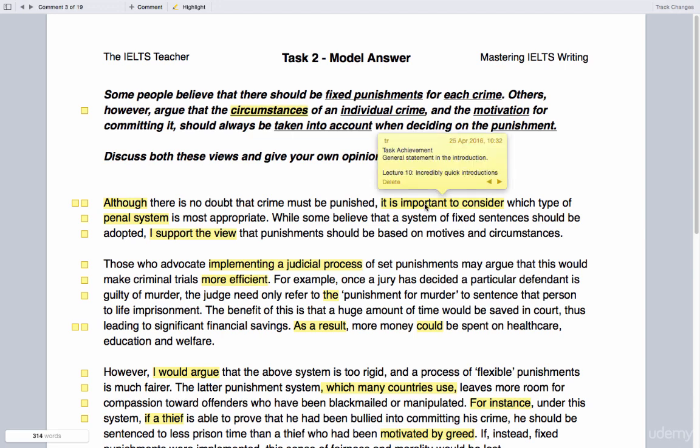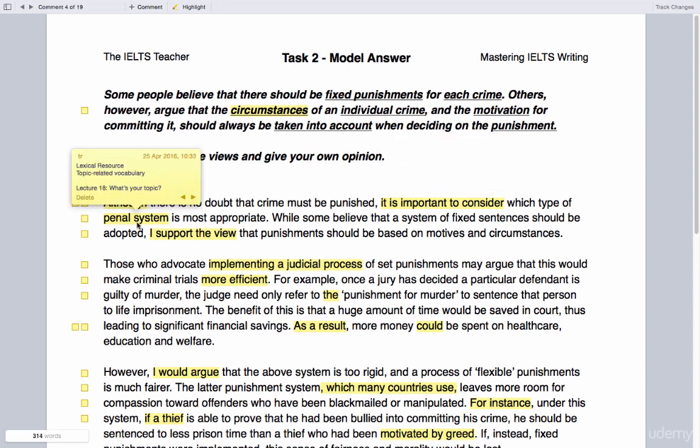This helps us to write a general statement in the introduction, and you can learn about these in Lecture 10, Incredibly Quick Introductions. Whereas penal system, this is allowing us to address the need for topic-related vocabulary, part of lexical resource, and you can learn about this in Lecture 18, What's Your Topic?